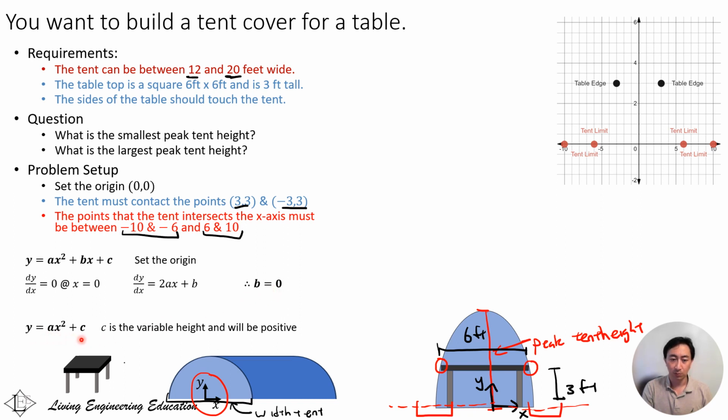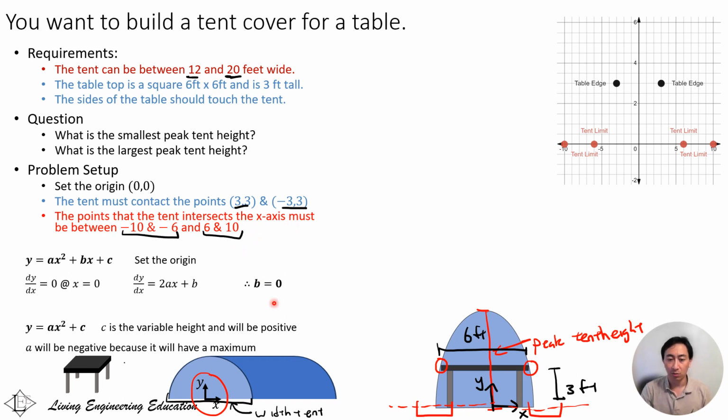So the simplified form of this quadratic equation, where now b is equal to 0, is just y equals ax squared plus c. We look at this equation and think from the physical perspective, what do c and a need to be? C, we know, is the variable height. And we know that because if we set x equals 0, then y is equal to c because it's right on the y-axis. So whatever c is will become my peak tent height. So that's useful to know.